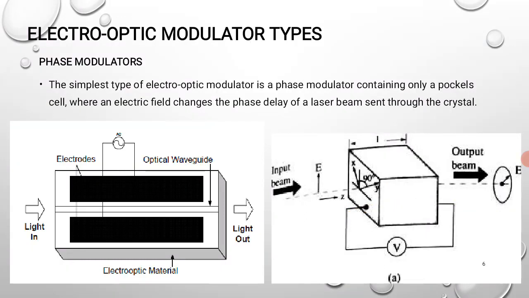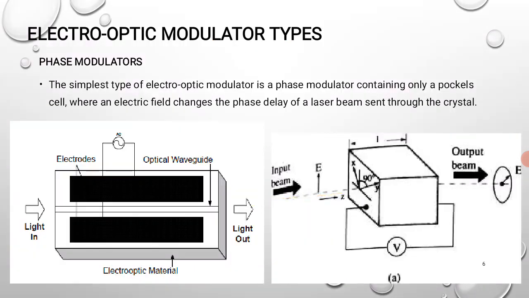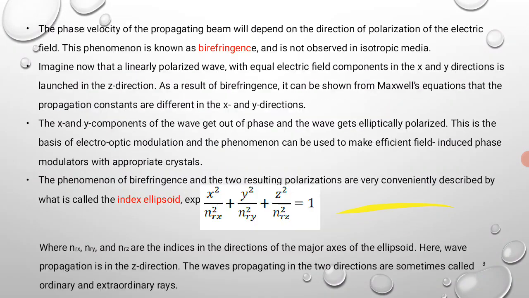Next are the electro-optical modulator types. This is the block diagram of various modulator types. The first one is the phase modulator, the simplest type of electro-optical modulator. A phase modulator contains only a Pockels cell, where the electric field changes the phase delay of the laser beam sent through the crystal. This is the derivation of the electro-optical modulator.